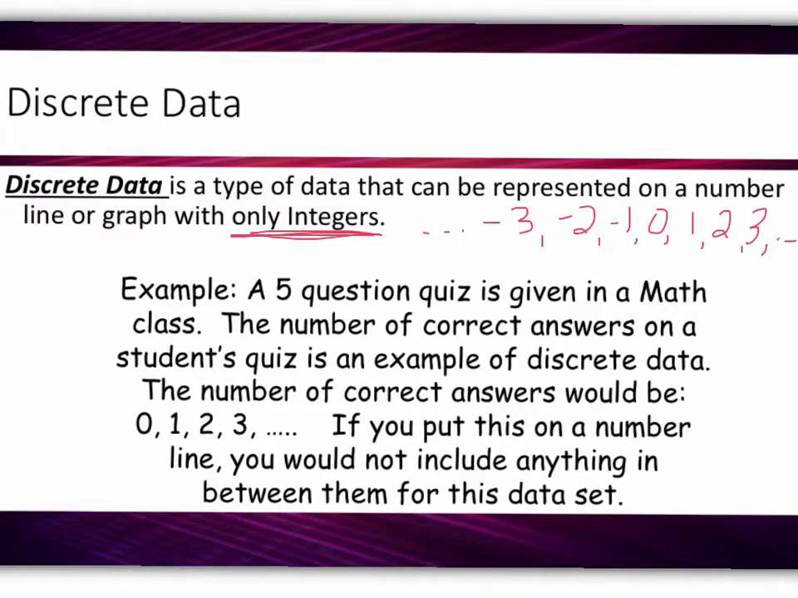For example, a 5-question quiz is given in a math class. The number of correct answers on a student's quiz is an example of discrete data. The number of correct answers would be 0, right? I said 0 could be a possibility, 1, 2, or 3. If you put this on a number line, you would not include anything in between them for this data set. You can't get half, well, technically you could get half an answer right, but if you did, then you still get that question incorrect. So the possible number of correct answers can only be represented by whole numbers or by integers, 0, 1, 2, or 3.